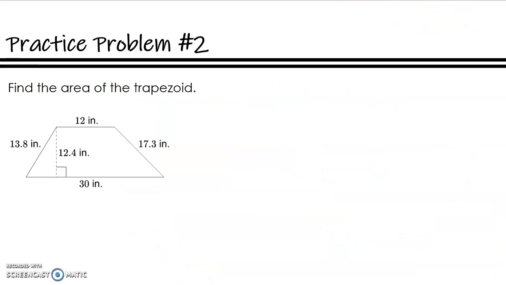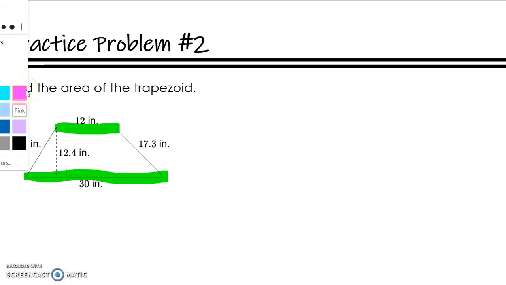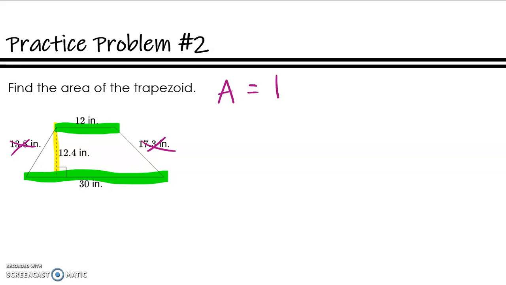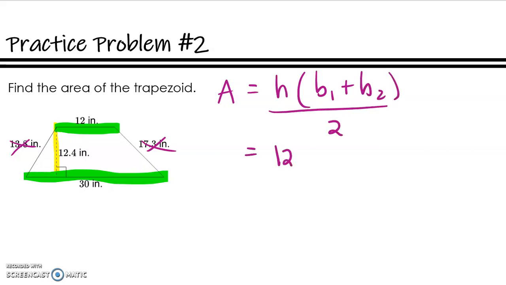Here is practice problem 2. I challenge you to pause the video and give this one a try. So base 1, base 2, and my height is the perpendicular line that connects the two of them. So I do not need this, and I do not need this. Okay, so my height is 12.4. My base 1 is 12, the other one's 30.